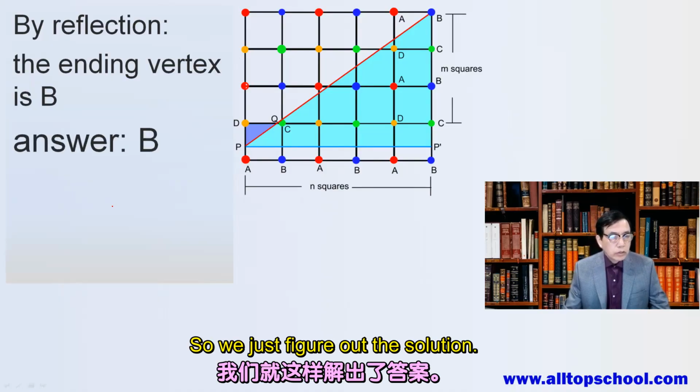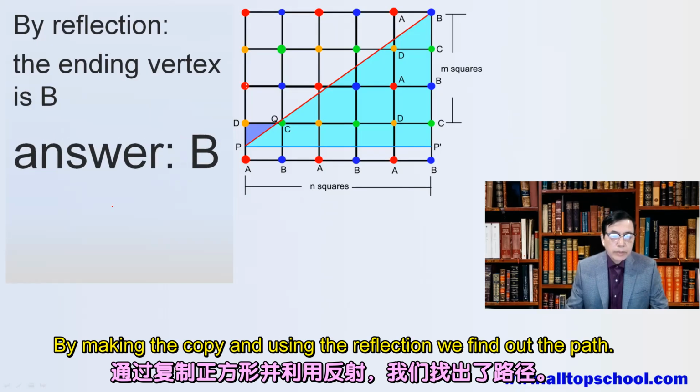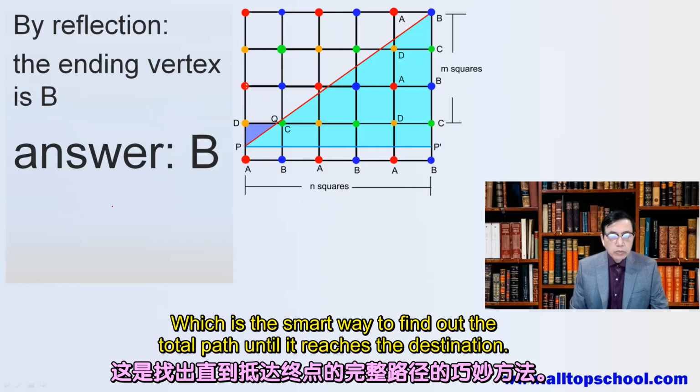So we figured out the solution by making copies and using reflection. This is the smart way to find the total path until it reaches its destination.